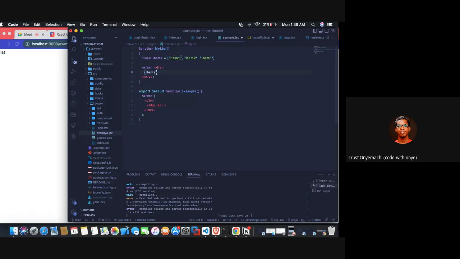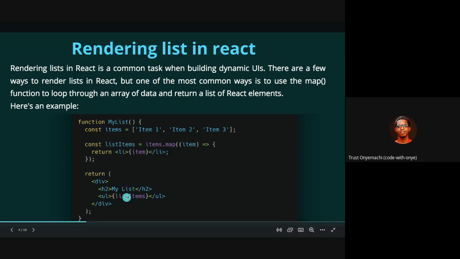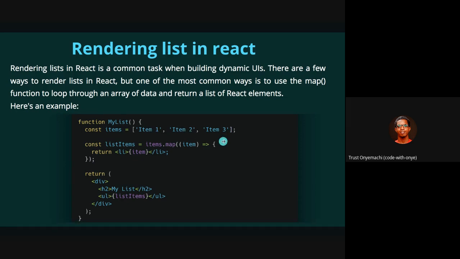Now, for us to do that, remember we use items.map. So we're going to create another constant variable that is going to have this item. What this is doing is to break down the array into pieces and assign each of the items to this list item. So whenever I call this list item here, it's going to give me each of the items inside this array, like item one, item two, item three. Let's do that.